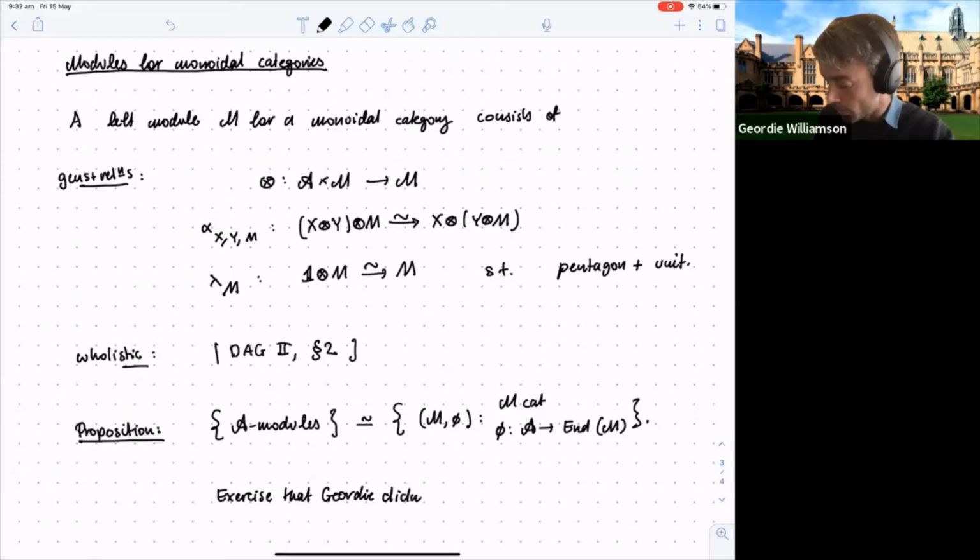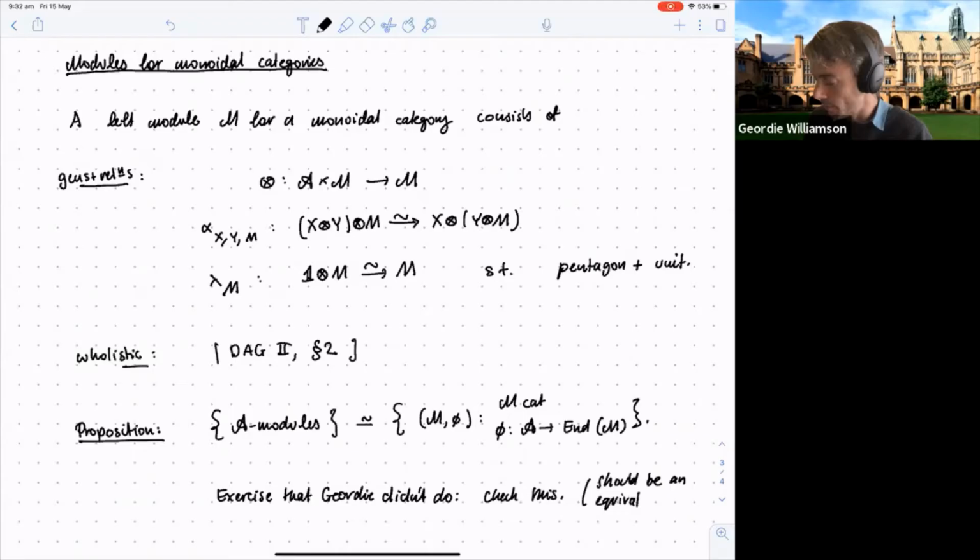So exercise that Geordie didn't do. Check this. Okay, End, not Aut, because this is really the analog of being a module over an algebra rather than a module over a group. And this should be an equivalence of two categories. There's a two category of categories. There's also a two category of A modules, and there's a two category of representations of A. And these two categories should be equivalent.